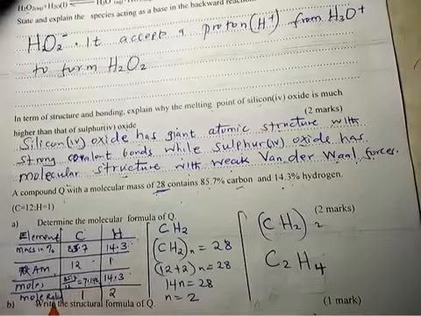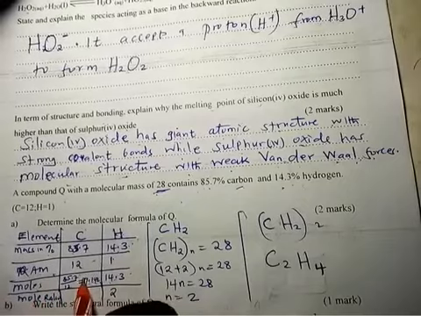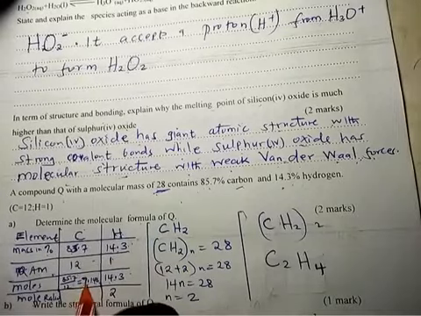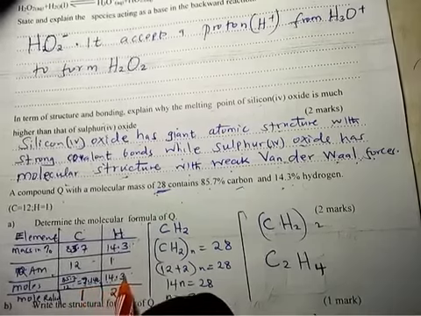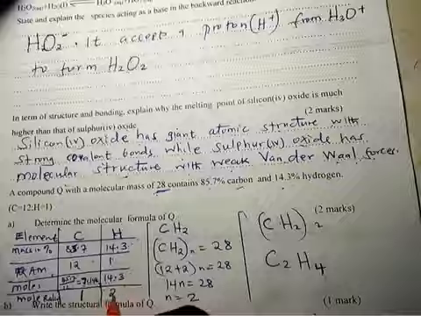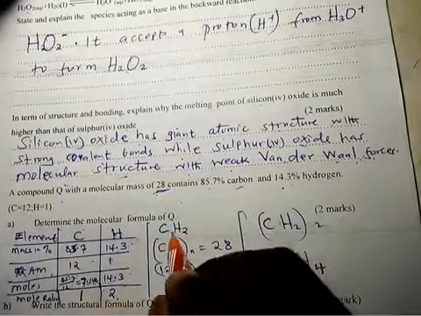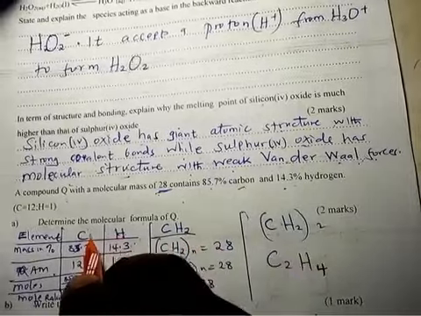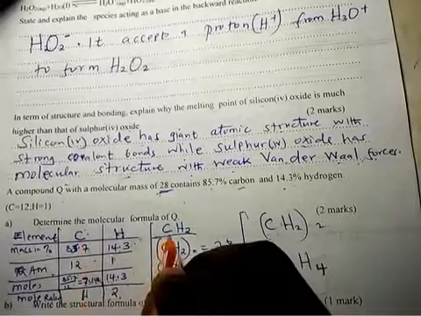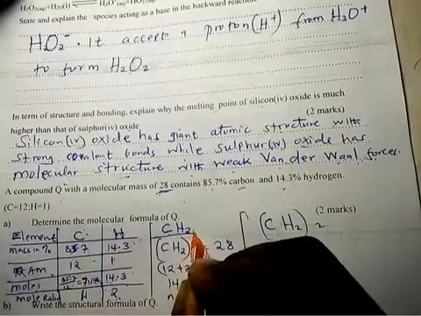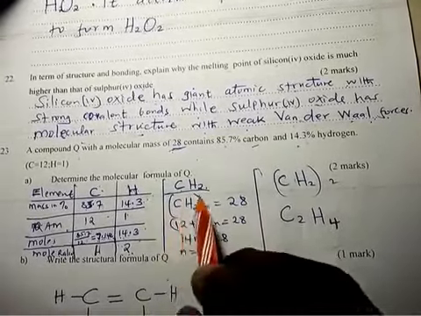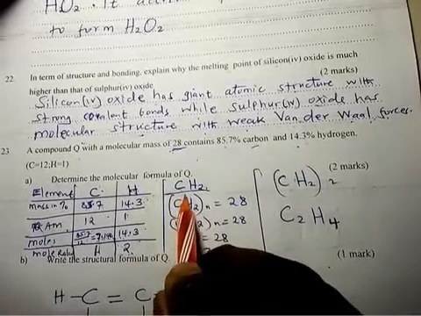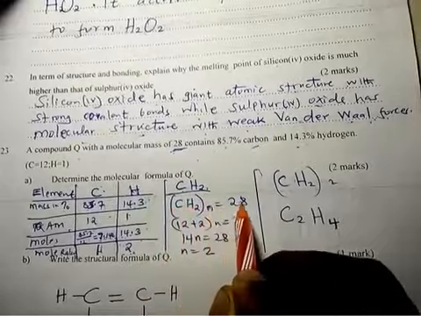Mole ratio, we divide by the smallest. The number of moles is the smallest. So the smallest is 7.14. So 7.14 divided by 7.14 is 1. 14.3 divided by 7.14, the answer is 2. So the empirical formula is C1H2. And then now the molecular formula, we get it that the empirical formula times N is equal to 28.